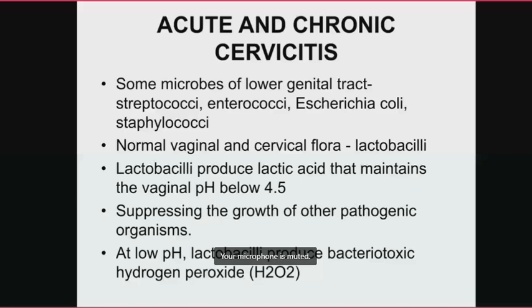These lactobacilli produce lactic acid and maintain the vaginal pH below 4.4. A pH of 4.4 is acidic, and that is very important to maintain normal, healthy cervical tissue. It also suppresses the growth of other pathogenic organisms. At this low pH, how do these lactobacilli prevent the growth of other organisms? By producing hydrogen peroxide.